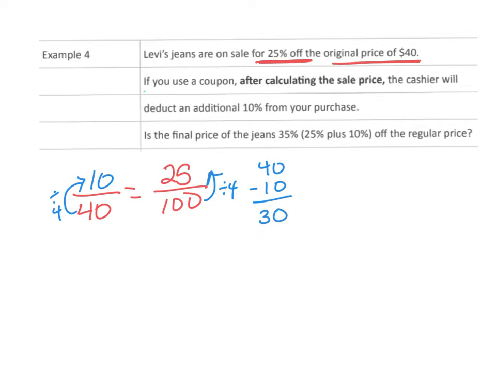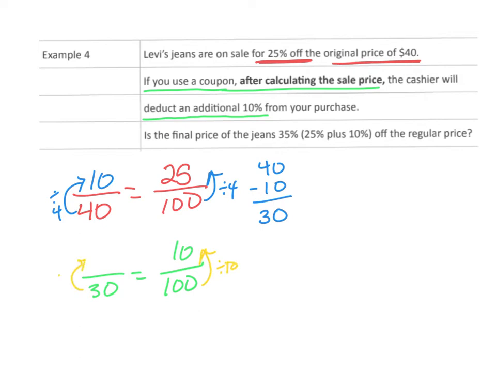Then we have, if you use a coupon after calculating the sale price, which we already did, the cashier will deduct an additional 10%. So let's figure out an additional 10% off of the 30 because we have a new price. Let's see, we're going to divide by 10. 30 divided by 10 gives us 3. So we're going to take off another 3. Our jeans are $27.